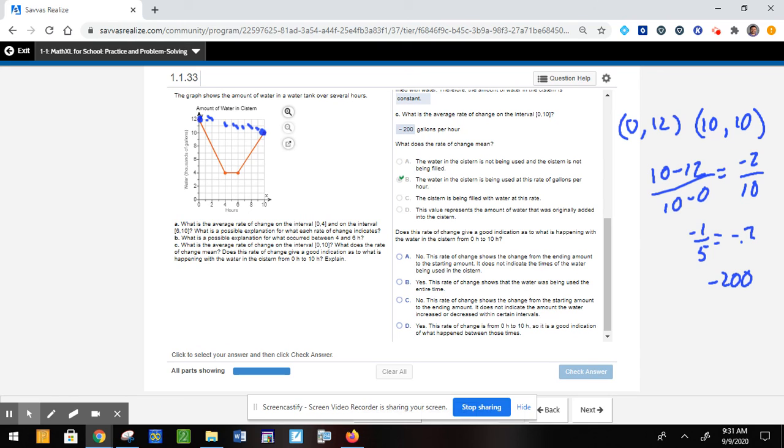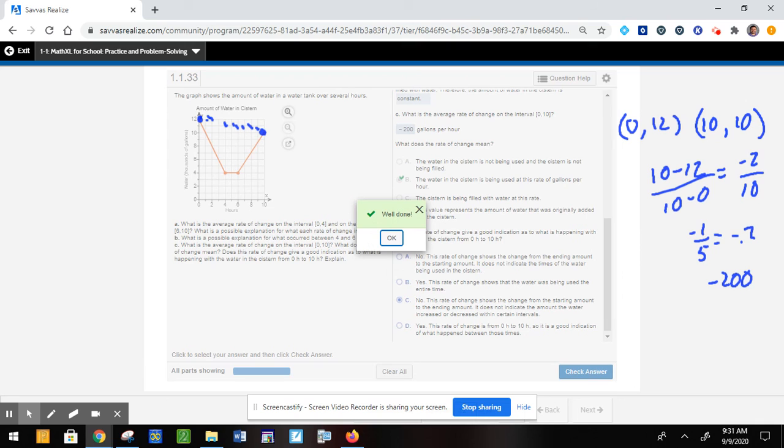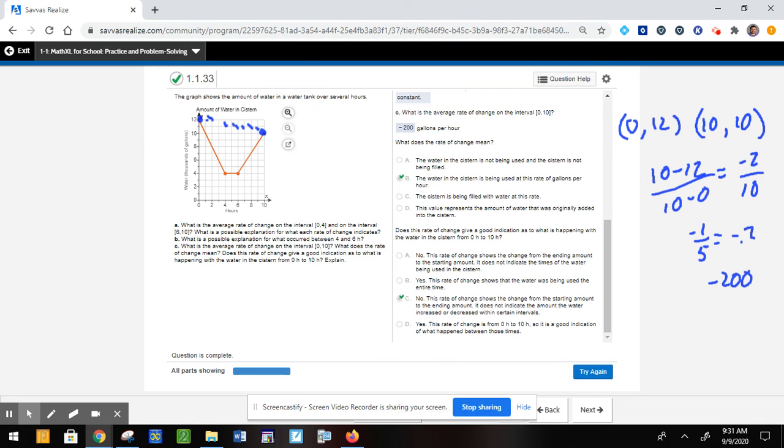So I think the best answer is C, where it says no, this rate of change shows the change from the starting amount to the ending amount. It does not show the amount the water increased or decreased within certain intervals during the day. So I think that's the best answer. Okay. Let me know if you have other questions.